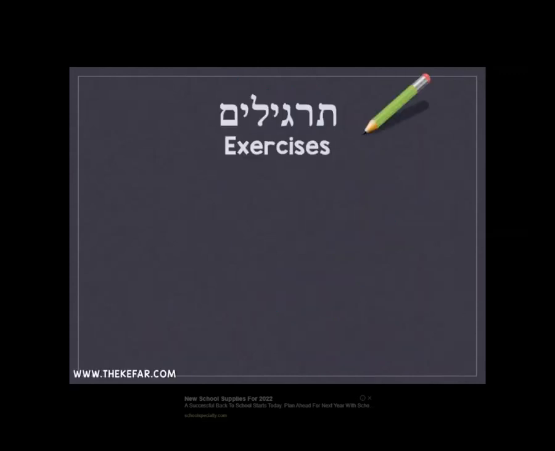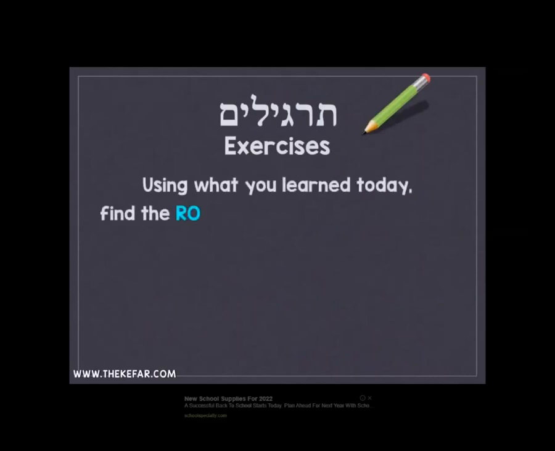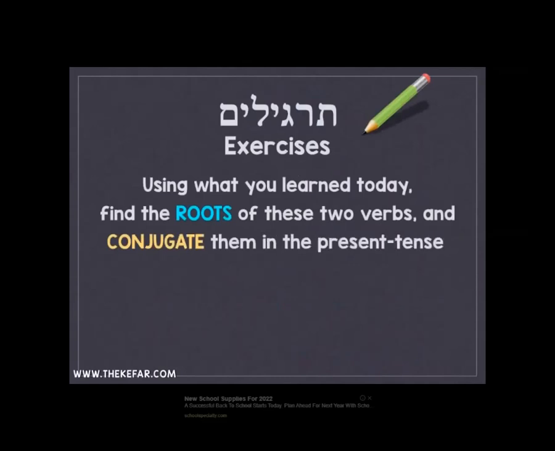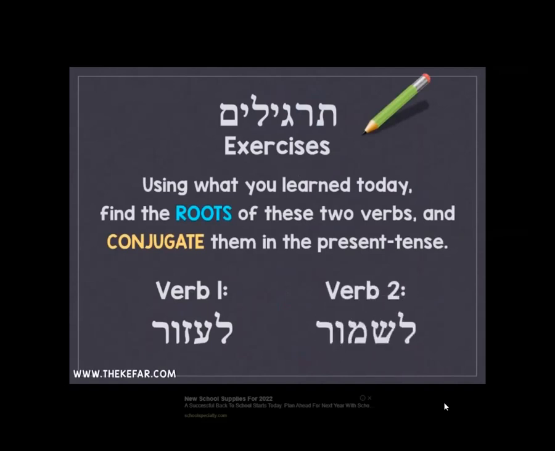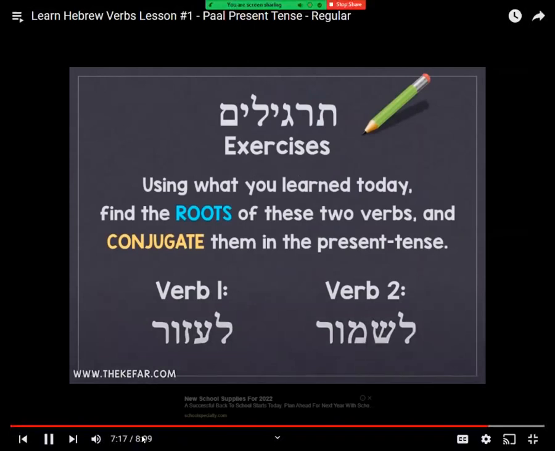Okay, so what I want to do is give you a couple of exercises. Using what you learned today, I want you to find the roots of these two verbs that I'm going to give you and conjugate them in the present tense. So you're going to do exactly what we did with achal, but with the roots that you find from these two verbs. So the first verb is la'azor, okay? And la'azor is to help. And the next verb is lishmor. And lishmor is to guard or to watch over.